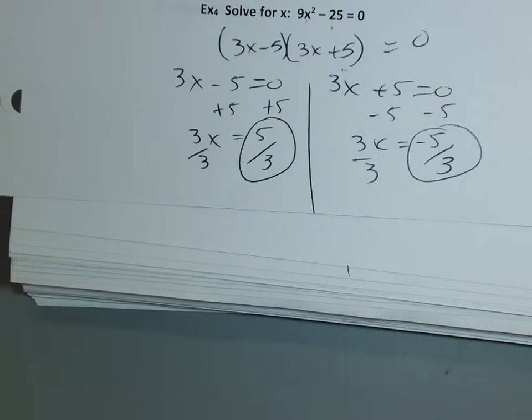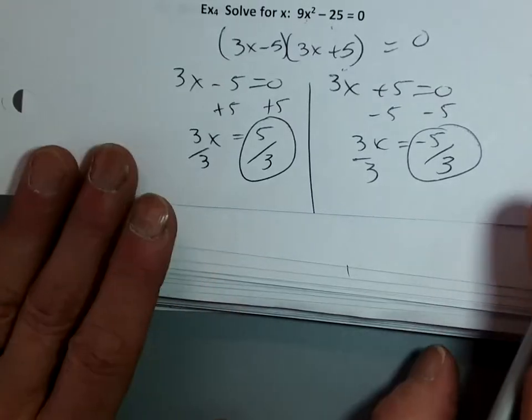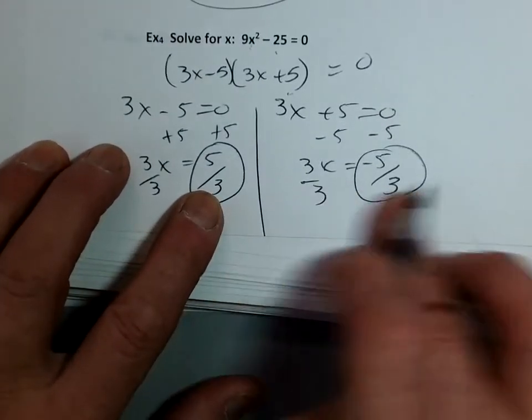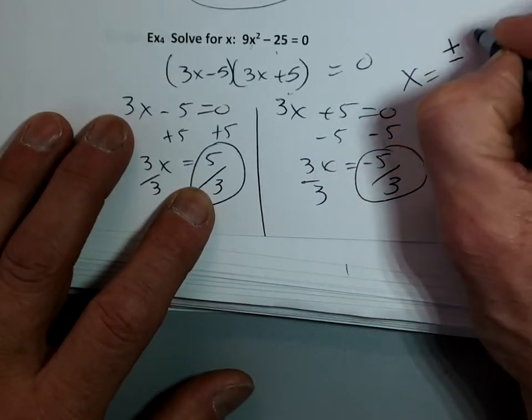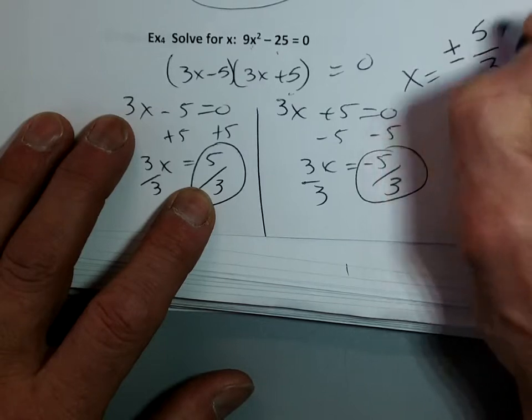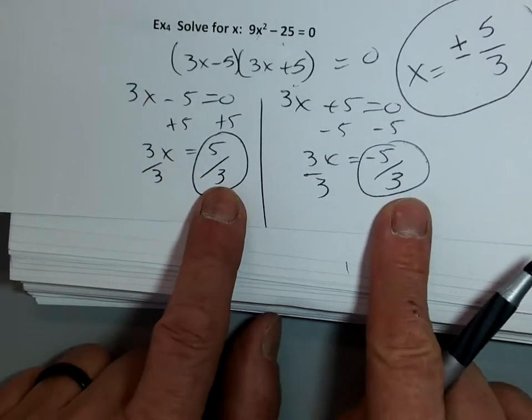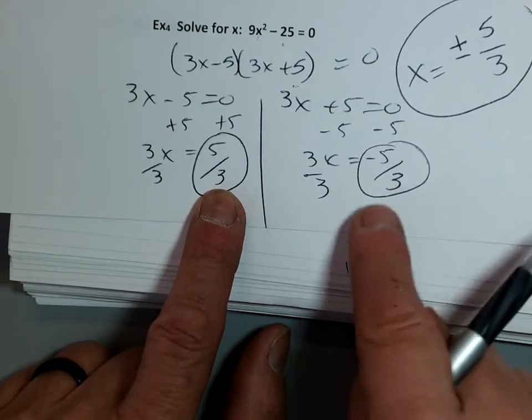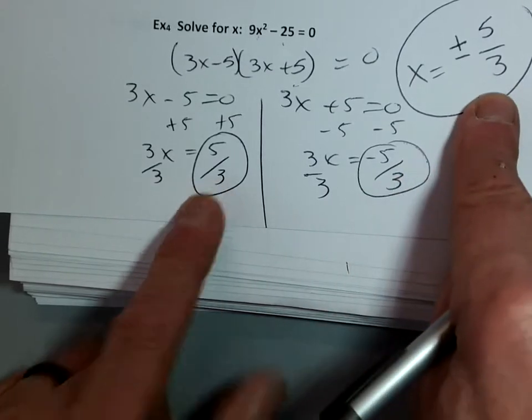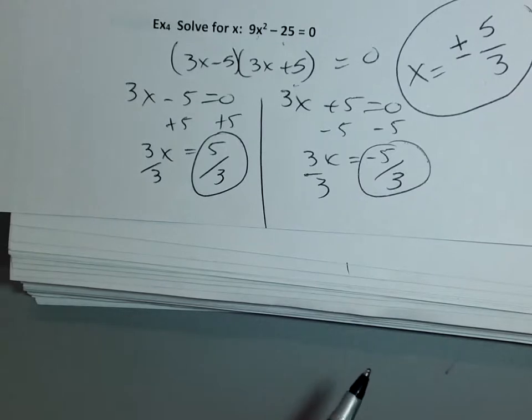Now, here's another way to write it. You can write this as plus or minus 5/3. That's another way to write this because it writes them both at the same time. I got the plus or minus because I have a negative and a positive. It's a faster way to write both answers. You saw that last year, right? Okay, turn the page.